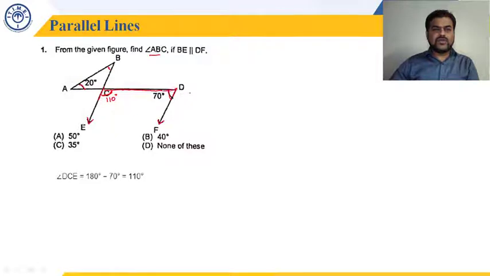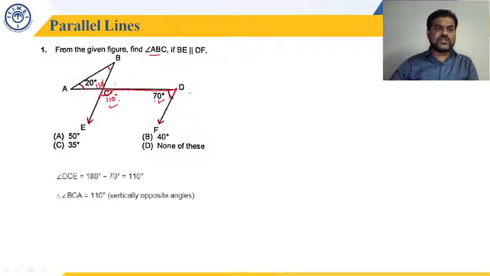So the sum of these two interior angles must be 180 degrees, because these two are supplementary angles. So if the angle here is 70, then this must be 110. Okay. Now if that is 110, then this is also 110. Why? Because we have vertically opposite angles.